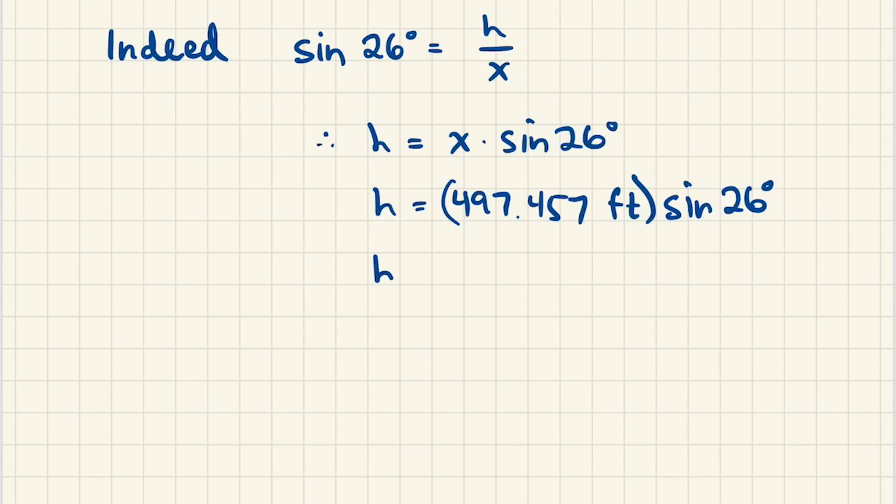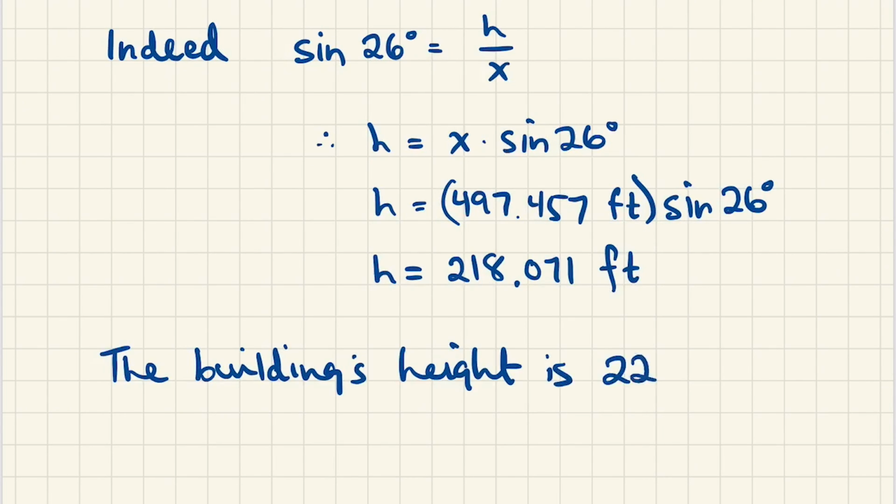So I've calculated an h value of 218.071 feet. Okay, and let's conform to two significant figures as given in the problem. So we'll just round that to 220 feet. Okay, very good.